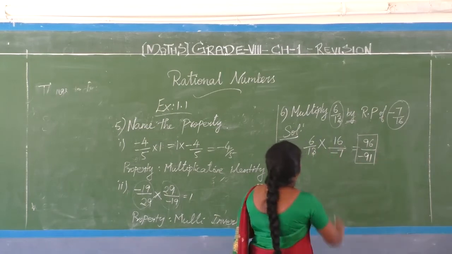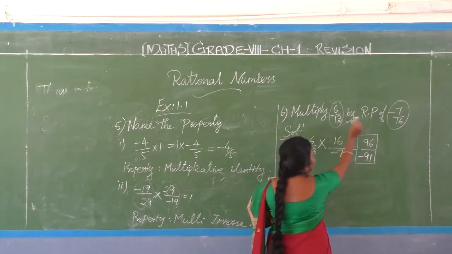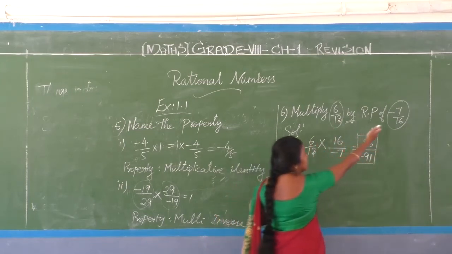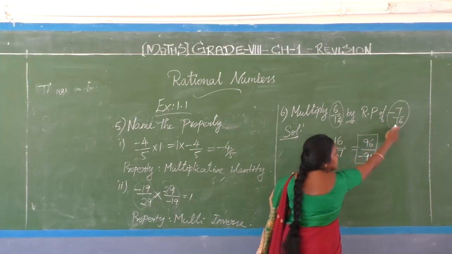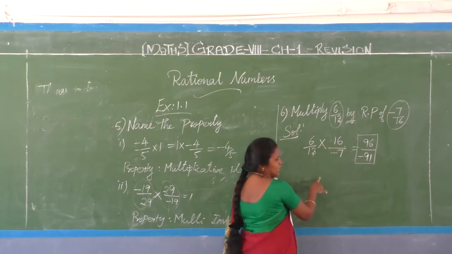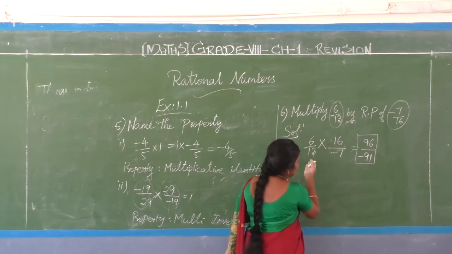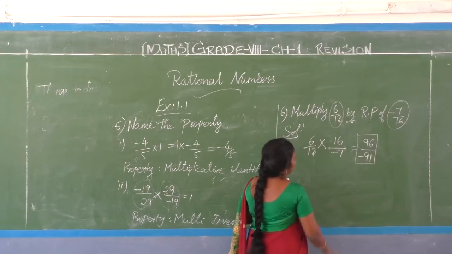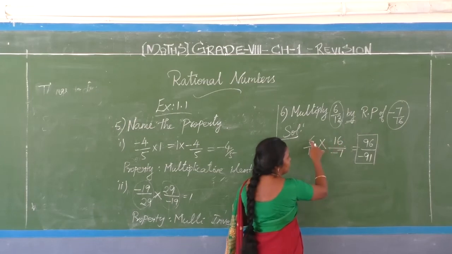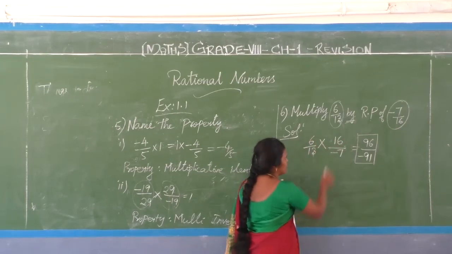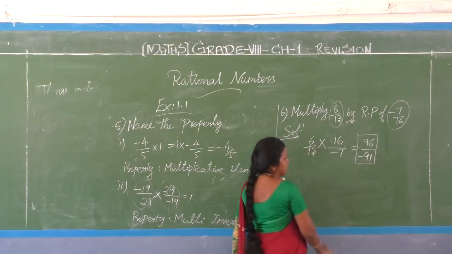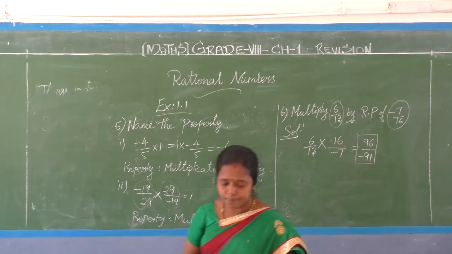Here I multiplied this rational number by the reciprocal of the second one. The reciprocal of minus 7 by 16 is 16 by minus 7. I have to multiply both. In some situations we can simplify, but here we can't, so we multiply directly. The product of two rationals equals the product of the numerators by the product of the denominators. So 16 sixes are 96, 13 sevens are 91, plus into minus is minus. So this is the required result. Clear?